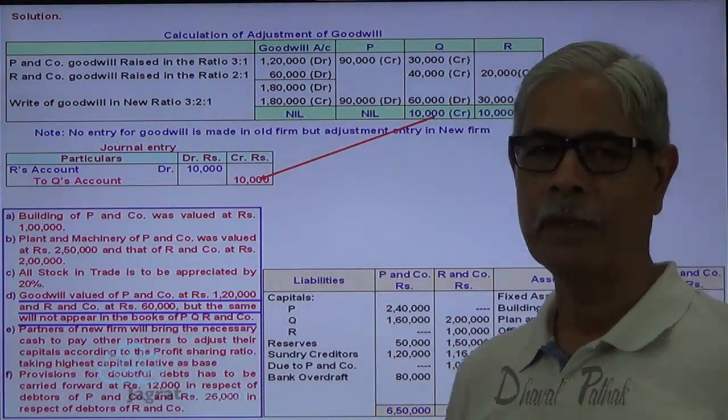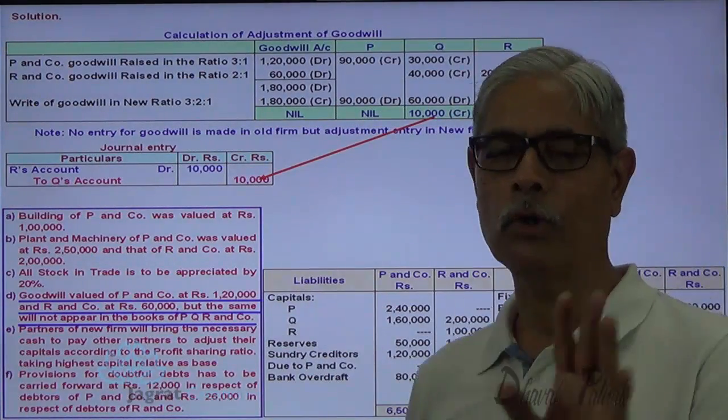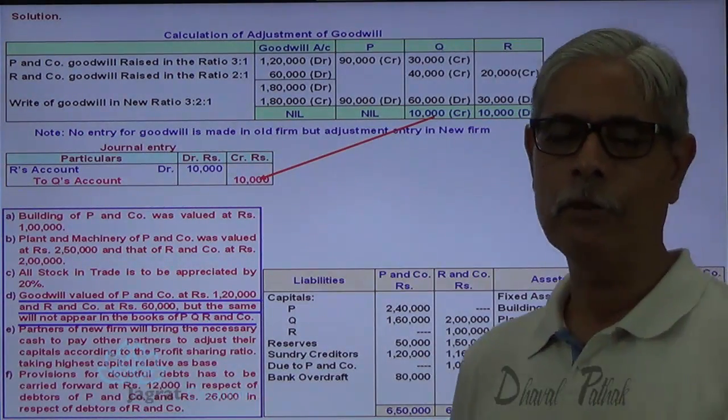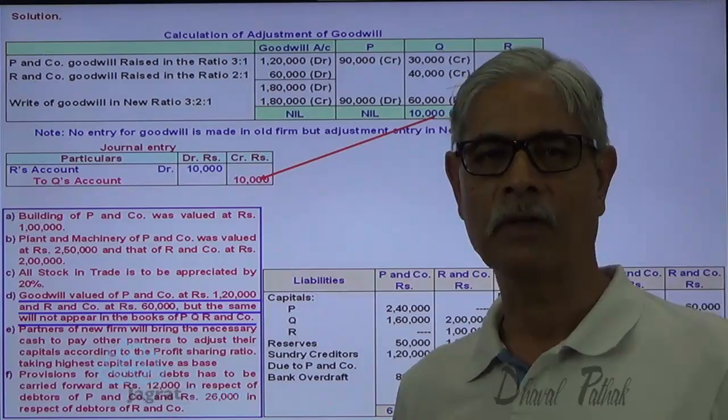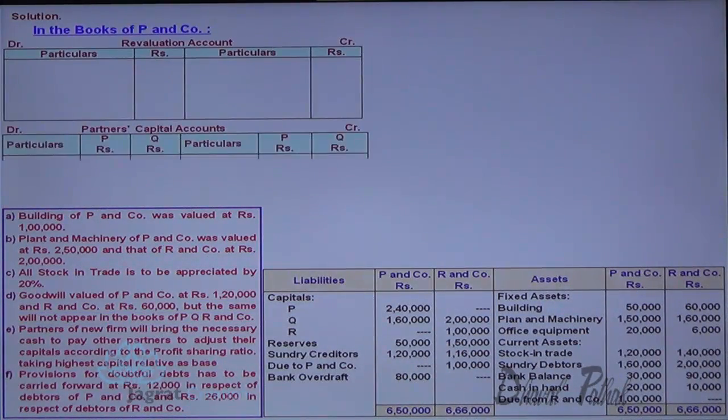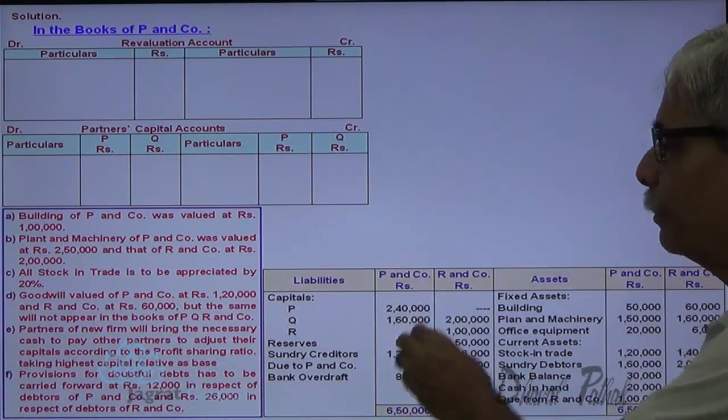So this is the goodwill explanation. The goodwill is not going to be considered by these two partnership firms individually when they want to close their books of accounts. Now let me start with the preparation of the revaluation account. Partners, I start with P and company.